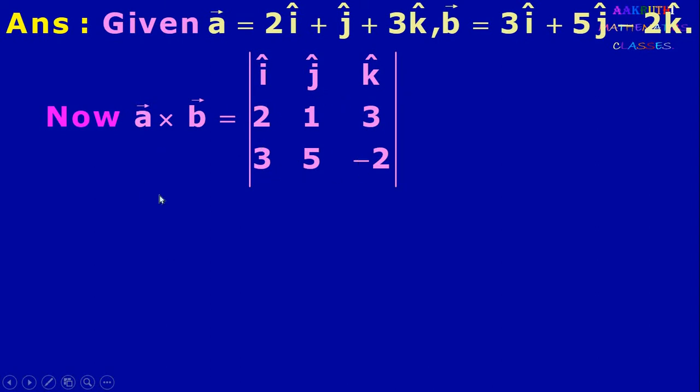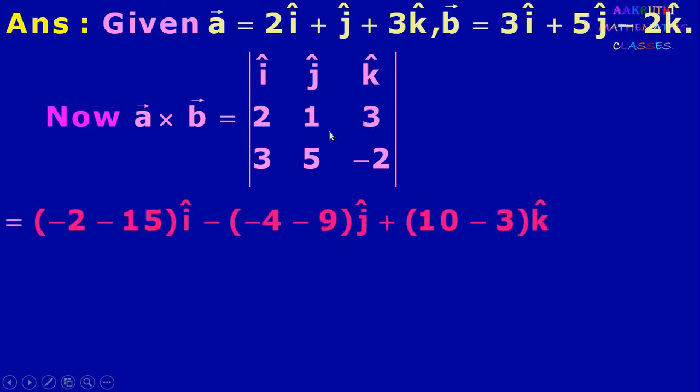We expand this. When we expand this, we get i into 1 into minus 2 minus 3 into 5, which is minus 2 minus 15, minus j into 2 into minus 2 is minus 4 minus 3 into 3 is minus 9, then plus k into 5 twos are 10 minus 1 into 3 is 3. So it is 10 minus 3, and we can write this as minus 2 minus 15 i minus of minus 4 minus 9 j plus 10 minus 3 k. And when we simplify, we get minus 17i plus 13j plus 7k.